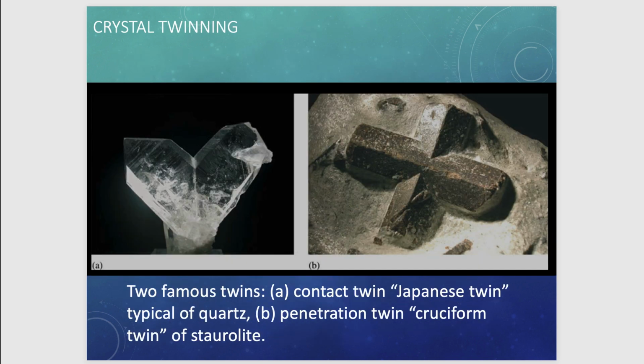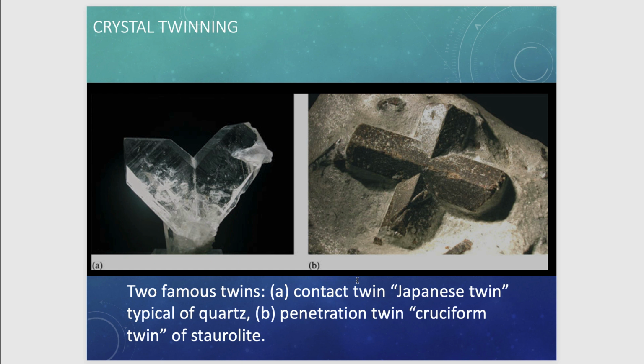Sometimes minerals will grow along well-defined planes of symmetry, and these are termed twinning. So you have here a clear plane of symmetry that is influencing the growth of this crystal of quartz. Another example here of cruciform twinning, which is quite common in a metamorphic mineral called staurolite. You can draw a plane here and you get the same symmetry on both sides.